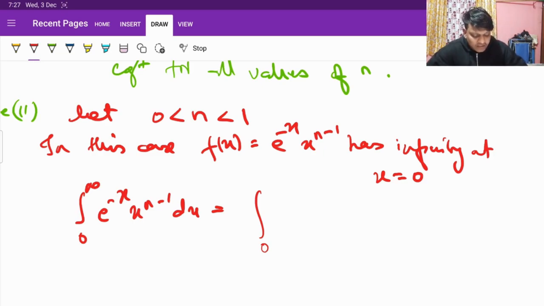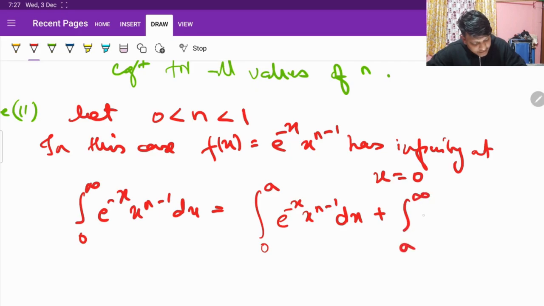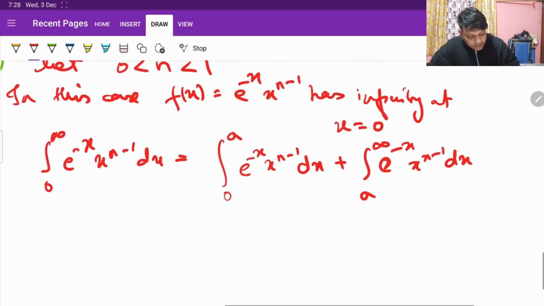Okay, let us split 0 to infinity in the middle, that is, we'll take some point a in the middle. So e to the power minus x, x to the power n minus 1 dx from 0 to a, plus the integral from a to infinity of e to the power minus x, x to the power n minus 1 dx. This is possible because the function is integrable. So now we have split the interval: I have taken the integration from 0 to a, and then again, to maintain continuity, a to infinity. So let us take the first part.